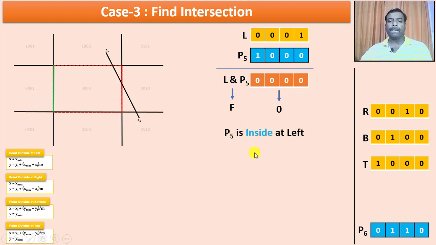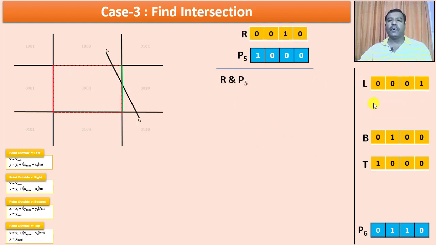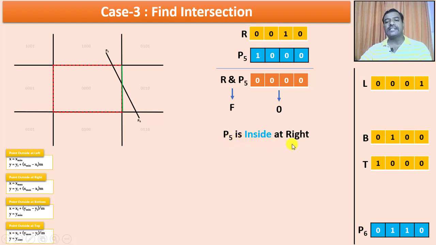We'll shift to the right, and we are going to pick the region codes of the right and perform the same AND operation. So 0 AND 0 is 0, 0 AND 0 is 0, and 0 AND 1 is 0. So right now P5 is not outside of the clipping region towards the right, because P5 is outside the clipping region at the top, not the right. Hence even this is going to fail. So P5 is inside at the right. Compared to the right edge, P5 is inside. That is why I am going to get false.